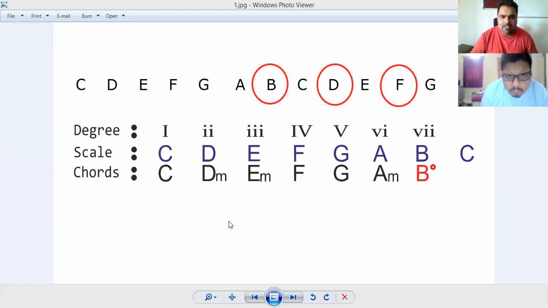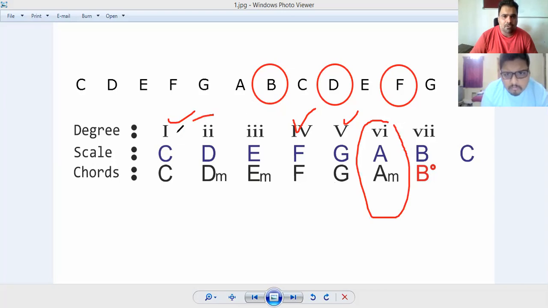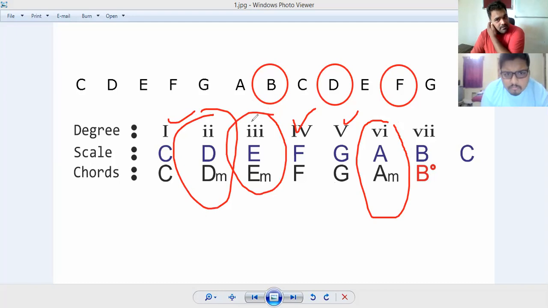So that's exactly what I've written out over here. You can see 1, 4, and 5. These are major chords. What is formed on 6 is a minor. What is formed on 2 is a minor. And what is formed on 3 also is a minor chord.